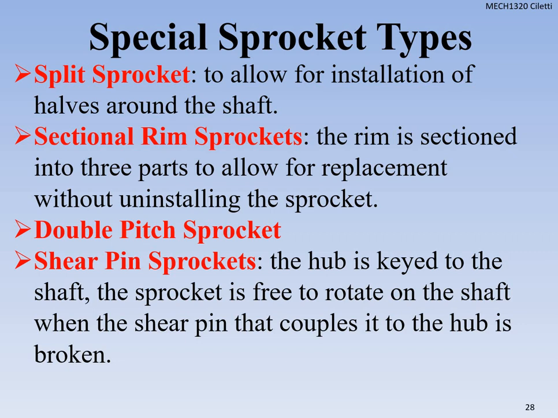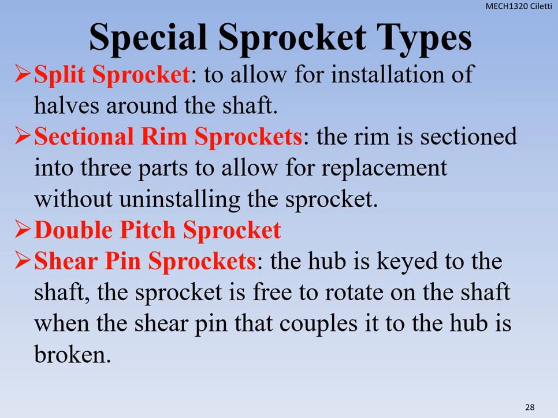We have a sectional rim sprocket. The rim is sectioned into 3 parts to allow for replacement without uninstalling the sprocket. Okay, so if something happens, we can fix it easier by only having to do one. We have a double pitch sprocket. That's obviously for the double pitch chain.